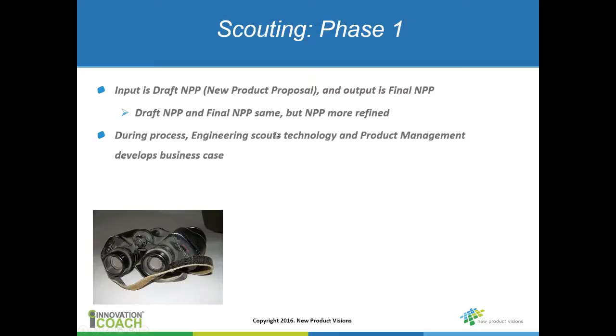So during this process, engineering might start scouting some technologies, maybe doing some high-level block diagrams, some basic design work, and then the product manager is going to continue to develop that NPP and move it from a draft version to a final version. So really, in my world view, so to speak, this phase one is really all about defining the product. But it's a process.